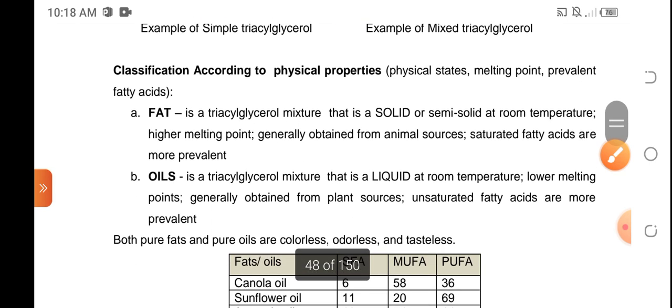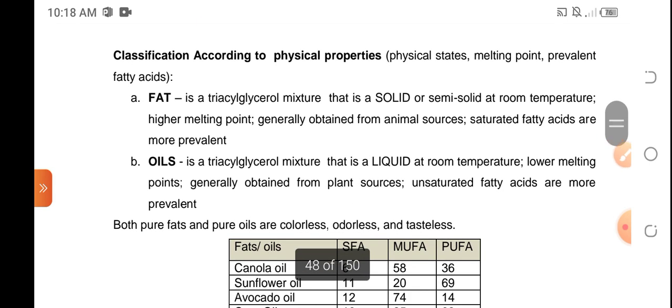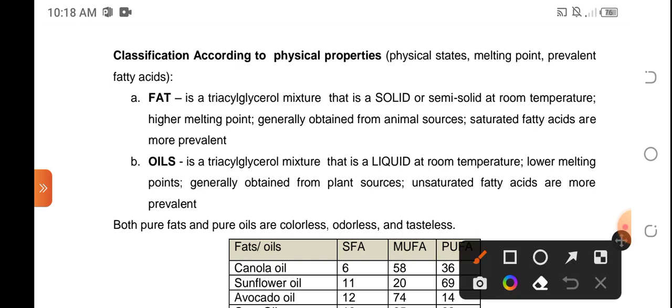Okay? Now, we also have classification according to the physical properties of these lipids or of this triacylglycerol. Now, we have fat and oil. Okay? So, fat and oil are triacylglycerols, or they are lipids. However, they differ only in the physical state, melting point, and the prevalent fatty acid.